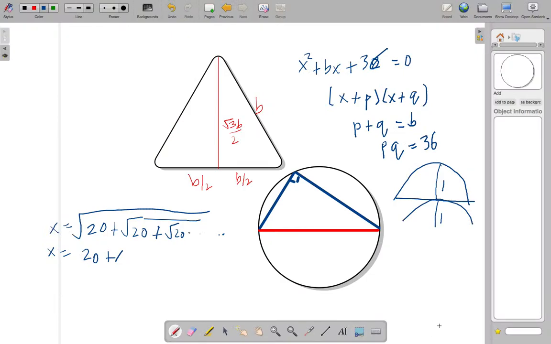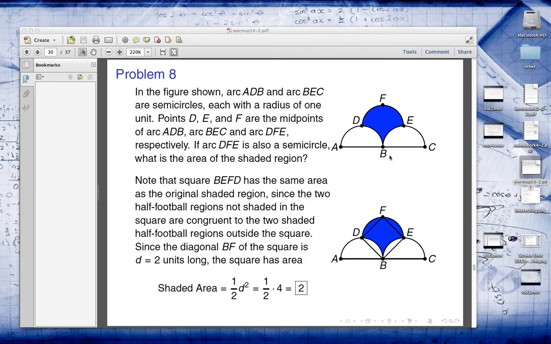If the side of the square is x, we know that the diagonal is square root of 2 times x, and that happens to be 2. That means x is 2 over square root of 2, which is square root of 2. So what's the area of the square? x squared, right? And x squared happens to be 2. So 2 is the area of the square, and that's the area of the shaded region.